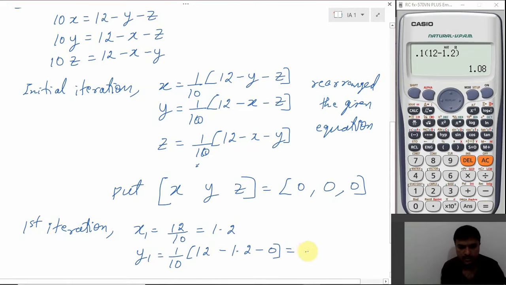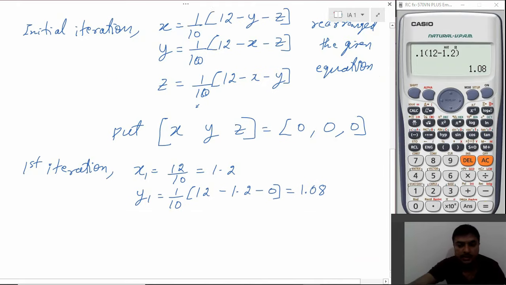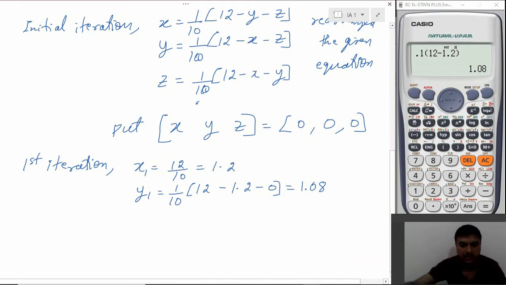So here I am going to take 1.08. Am I right? So you can see, you can easily put it in the calculator. Now you can see, yes, the calculator works actually. So y1 is equal to 1 upon 10 times 12 minus, so x value you know 1.2 and z value you know 1.08. Just substitute the initial values.